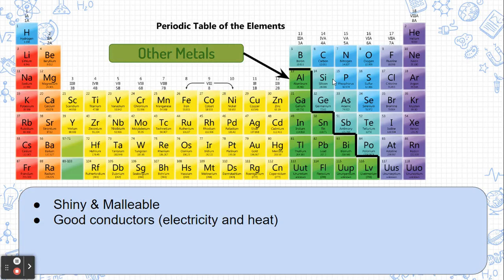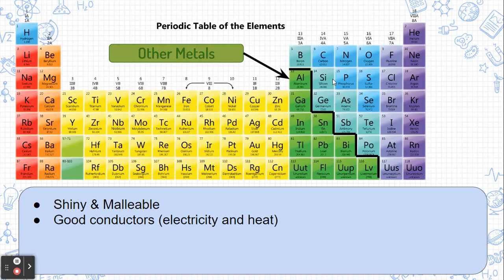Does anyone know what AL stands for? Aluminum. If I have an aluminum wire, everyone, look, if I have an aluminum wire and I stuck it here, I'm going to get electrocuted. Because it's what? It's a good what? Conductor of electricity, of electric current.